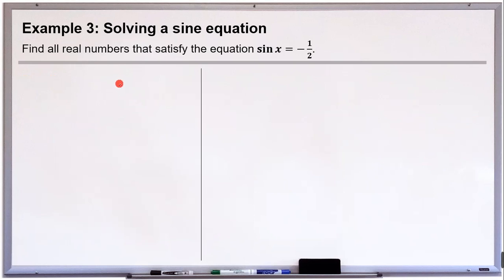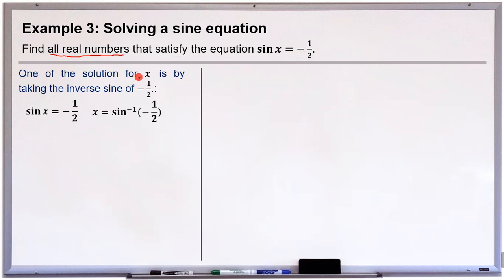Now let's have our third example. This time we will solve a sine equation. We are going to find all real numbers that satisfy the equation sine x is equal to -1/2. One of its solutions for x is simply taking the inverse sine of -1/2. So x is equal to the arc sine of -1/2.